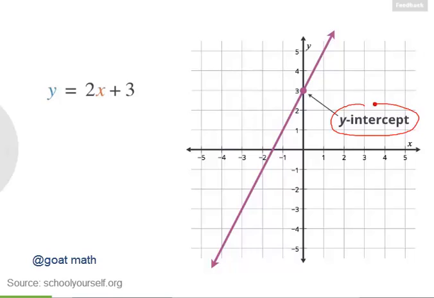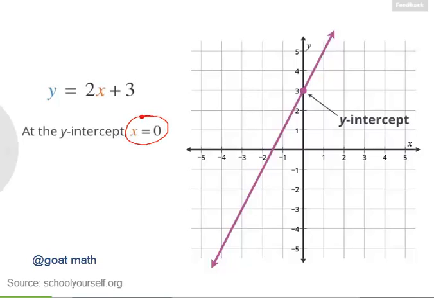Well, the y-intercept is the point where a line crosses the y-axis. And for every point on the y-axis, the x-coordinate is 0. All the points out here have positive x-coordinates, and all the points out here have negative x-coordinates. But the x-coordinates along the y-axis are 0. So at the y-intercept, x equals 0.